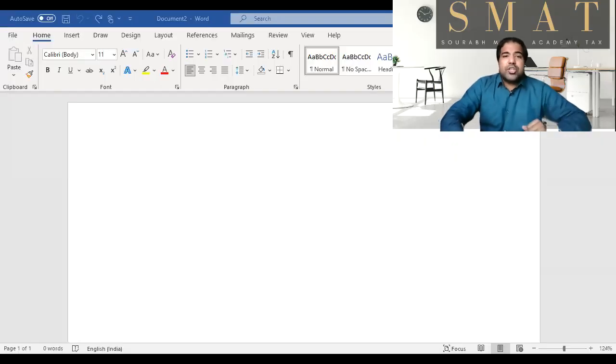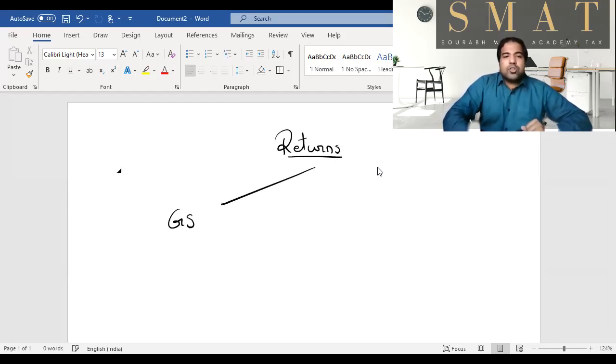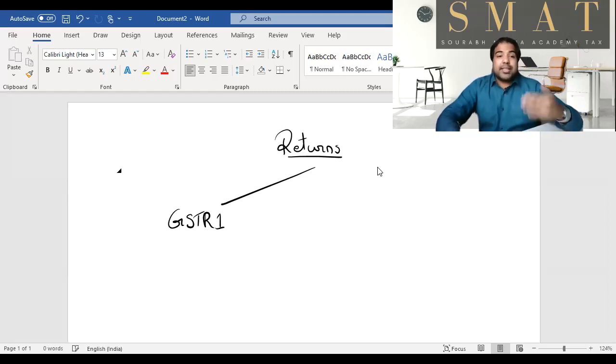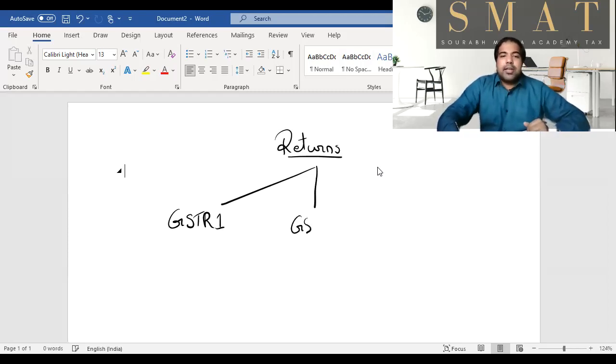As you all know, in GST, in the chapter called Returns, there are three main returns which we are looking at. So let's quickly see what returns we are talking about. Guys, one is GSTR 1, which is basically for our outward supplies. Then is GSTR 3B, which is your monthly return. And then this is GSTR 9, which is your annual return.